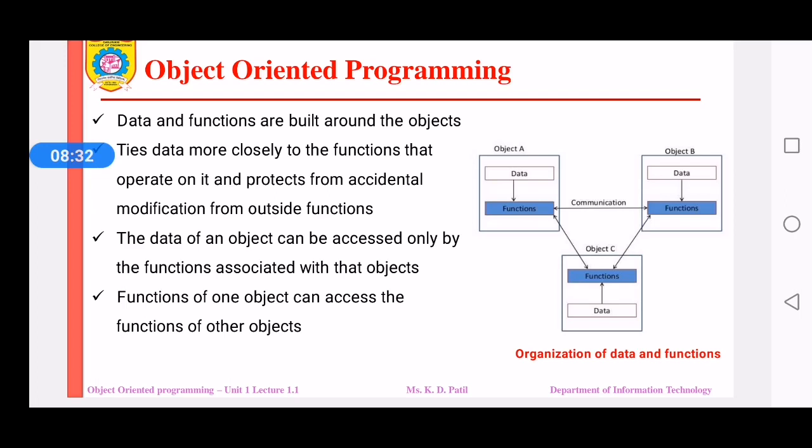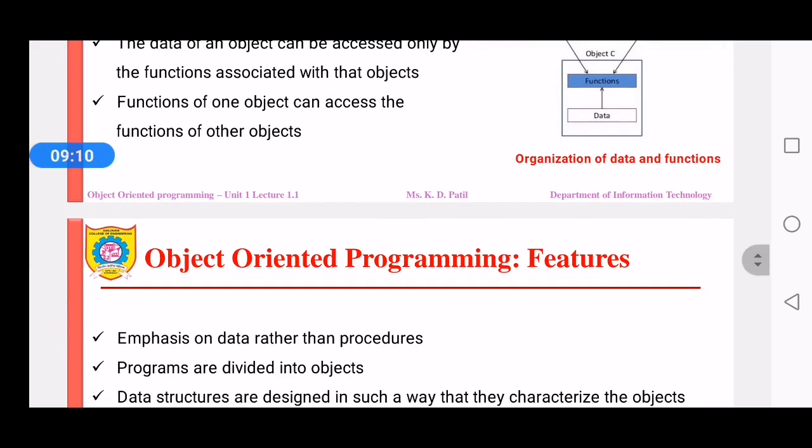Functions of one object can access the functions of another object. For example, if we have object A, object B, and object C, the function of object A can communicate with or access the functions of object B or object C, and the data can be accessed through those functions only. The communication will happen in object-oriented programming through the functions only. Directly, the data cannot be accessed by other functions which are not associated with that respective object.